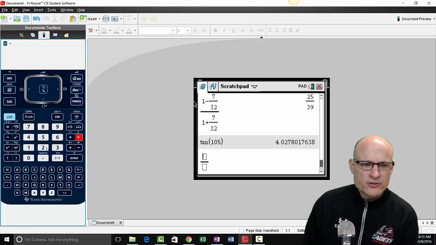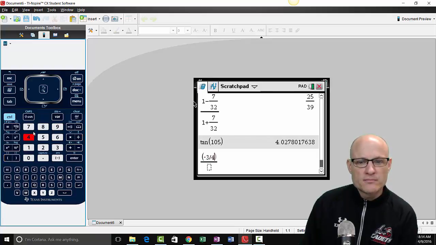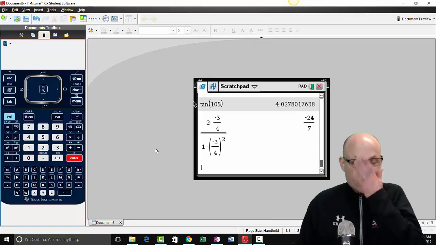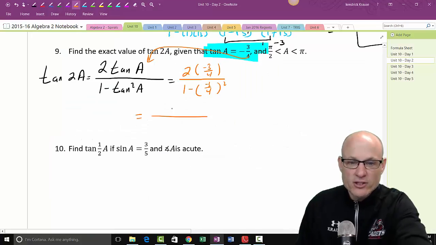Control division, 2, parenthesis. Was it -3 over 4? -3 divided by 4. Somehow I missed the 2. 2, all over 1 minus parentheses -3 divided by 4. I don't really need the negative because if I square it, it's going to be positive anyway. Squared, and I get -24 over 7. There's not even a radical to deal with. It's just -24 over 7.